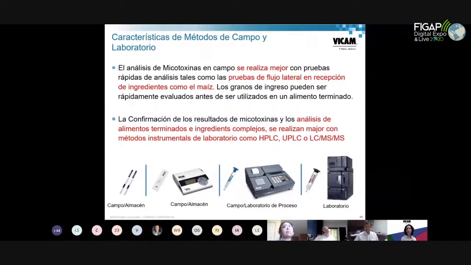And then confirming the results with the instrumentation, HPLC or LCMS-MS.